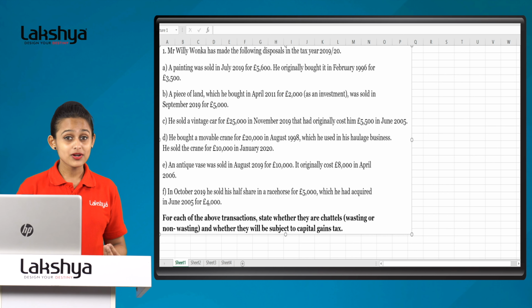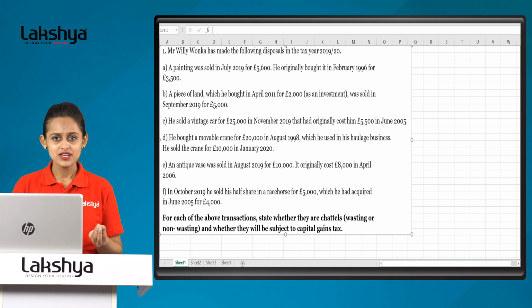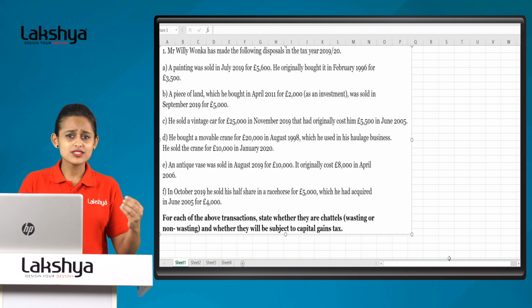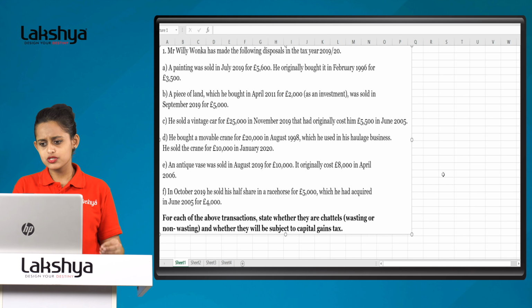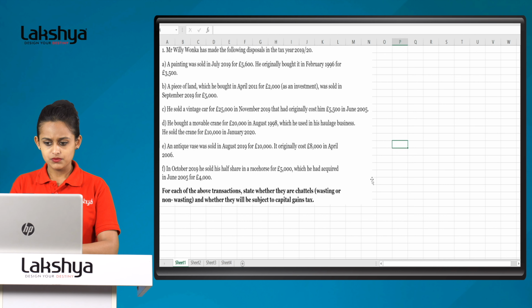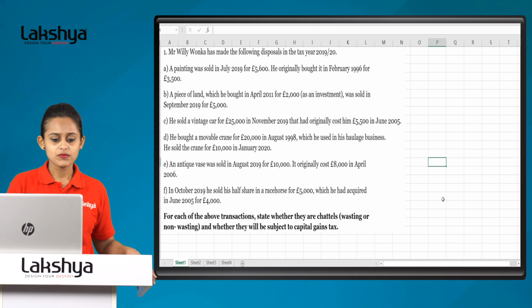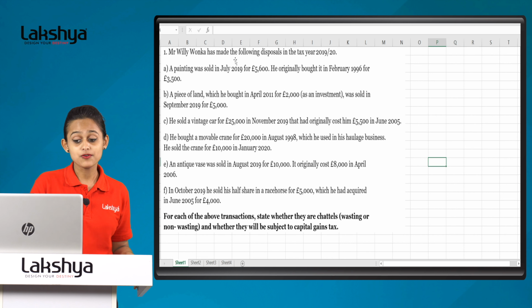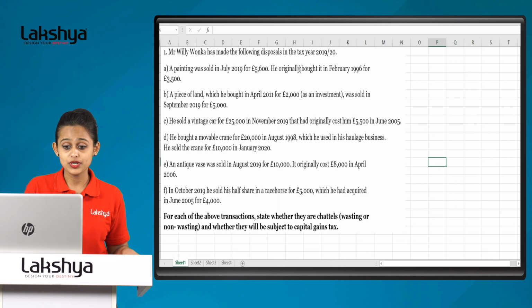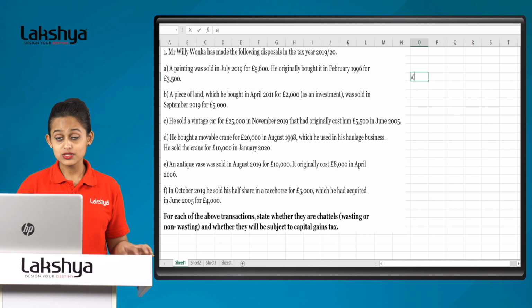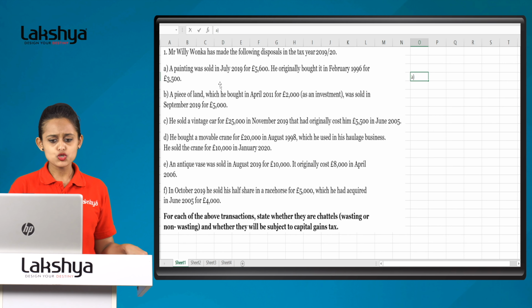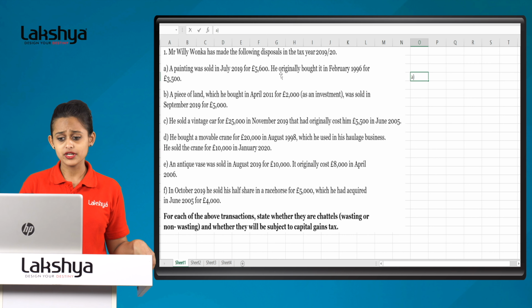Now, this is a very important skill that you are supposed to have in the exam. Not just the calculations, but once you see certain assets, you should be able to identify if it is a chattel or non-chattel. So, let us do this question. Here we have it. Now, Mr. Willy Wonka has made the following disposals in the tax year 2019-20. Let's go one by one. So, let's look at A. A painting was sold in July 2019 for 5,600. He originally bought it in February 1996 for 3,500.